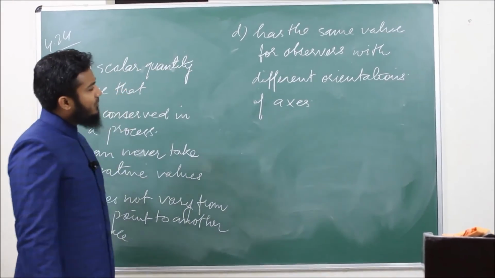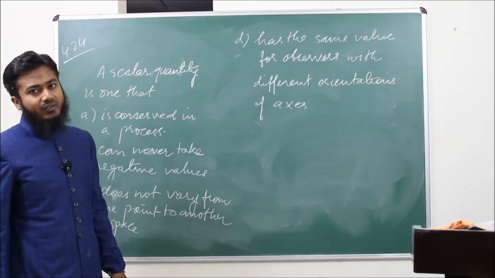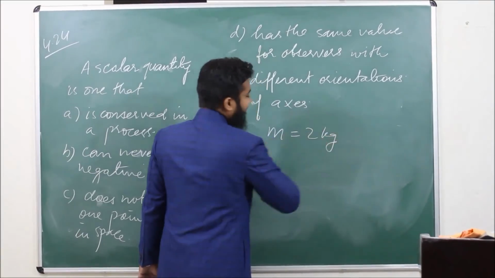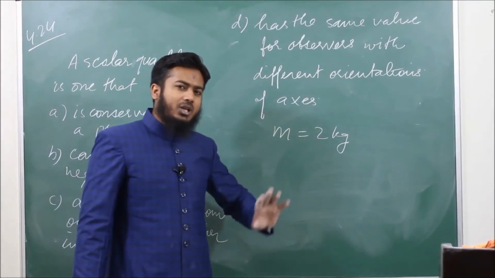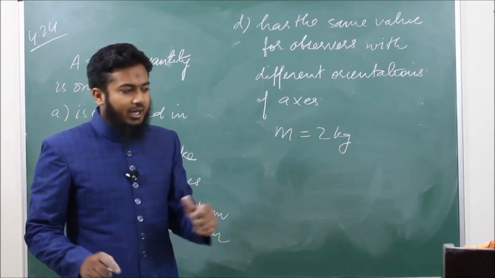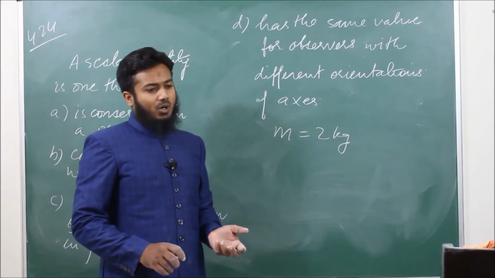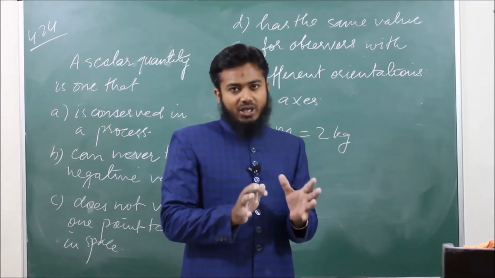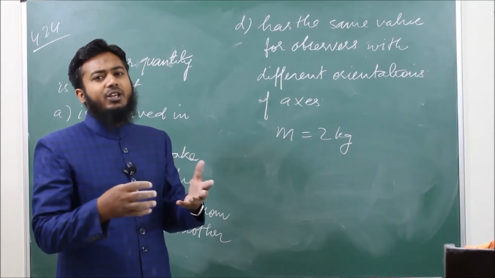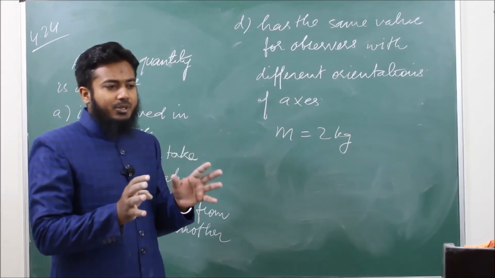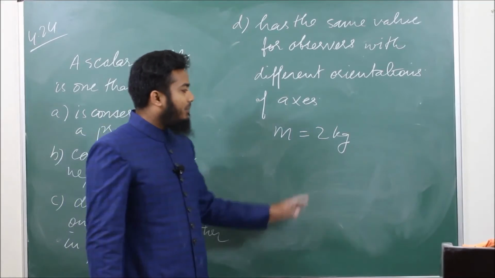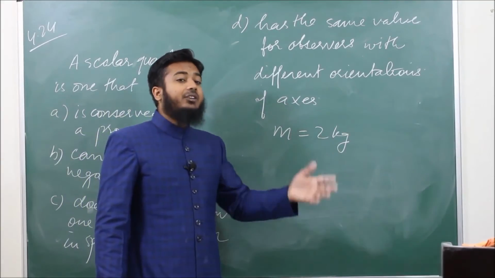Has the same value for observers with different orientations of axes. That's true. For example, if you have 2 kilogram mass, then this is the same for all the observers in all the frames. Whoever is in any frame, for example an observer on the ground, the 2 kilogram mass is 2 kilogram for him, and if an observer is moving in a car, then for him also the 2 kilogram mass is 2 kilogram, unless we invoke the special theory of relativity. If you're not talking about the special theory of relativity, if you're talking in the context of classical mechanics, then mass is not going to be different for different observers.